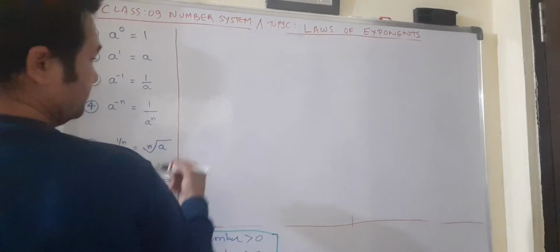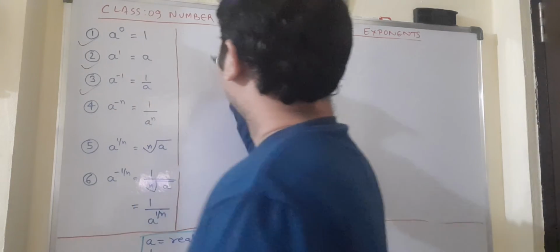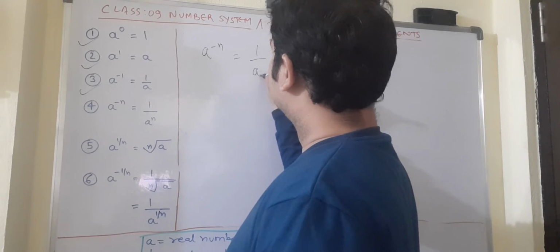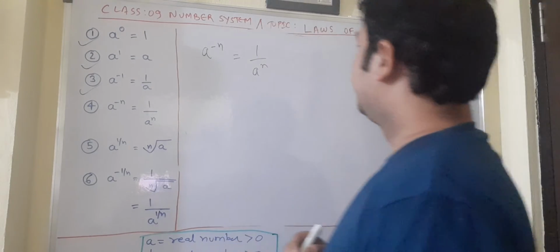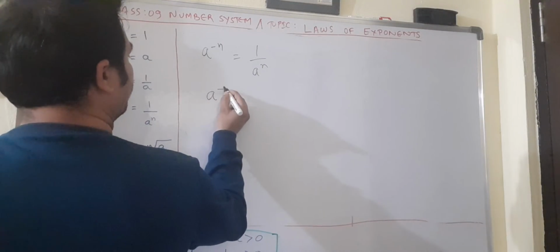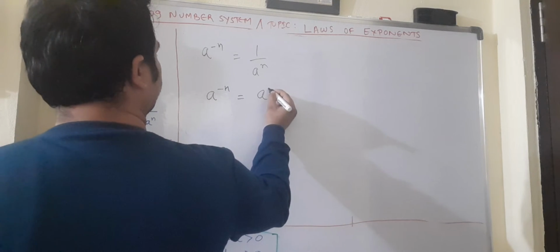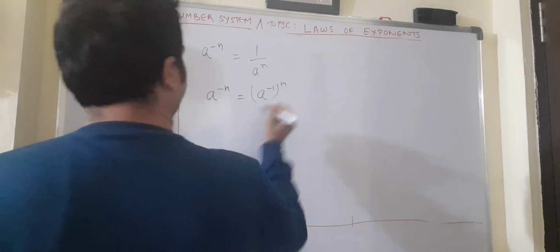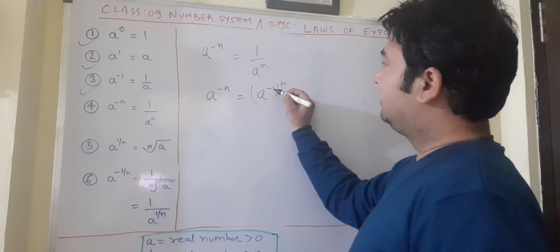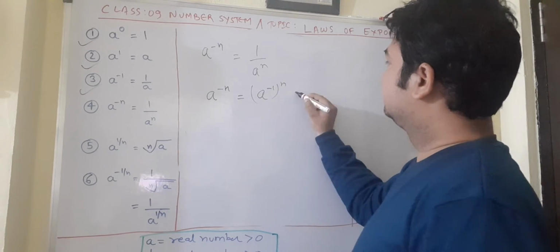We have done this. Now a to the power minus n equals 1 by a to the power n. See, this is very simple to understand. A to the power minus n, you can write it as a to the power minus 1 into n. Power of power is multiplied, and n into minus 1 will be minus n. So we can write it in this form.